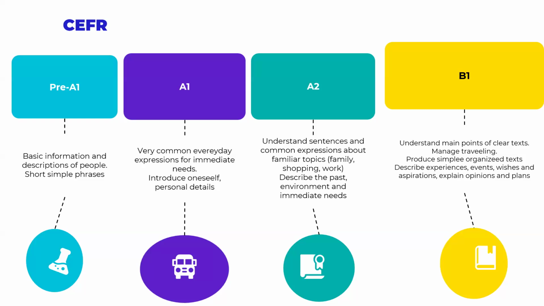And then A2 levels would be higher, the second bit of elementary school. So maybe fifth through sixth grade. And at this point, we're aiming for students to understand sentences, to understand common expressions about familiar topics, and also start describing a little bit more fluently their past, their environment, and also immediate needs. So these are our entry levels, and that basically covers elementary school. So that's what most programs are focused on.